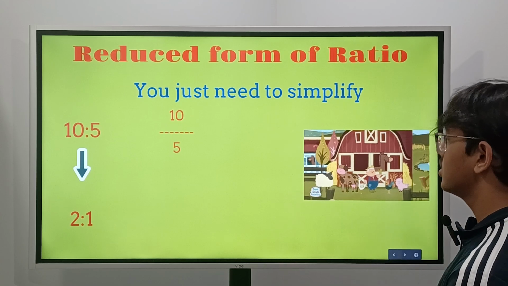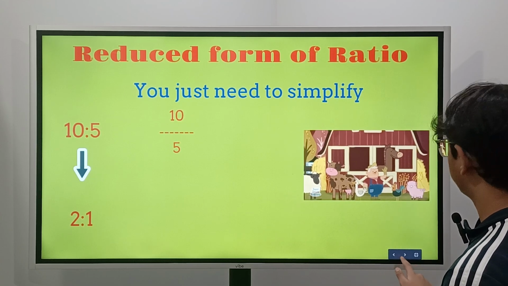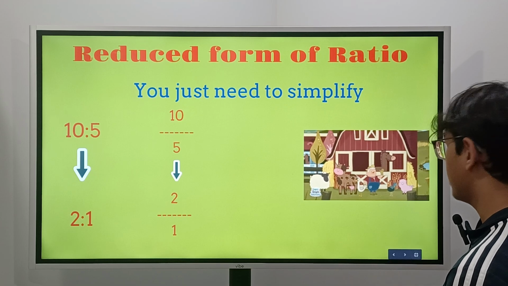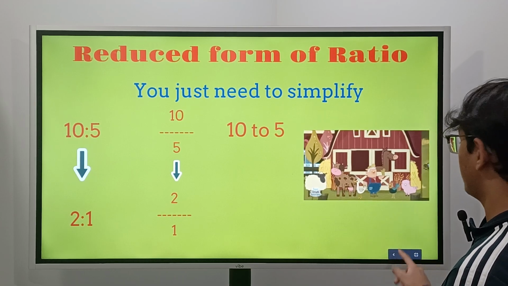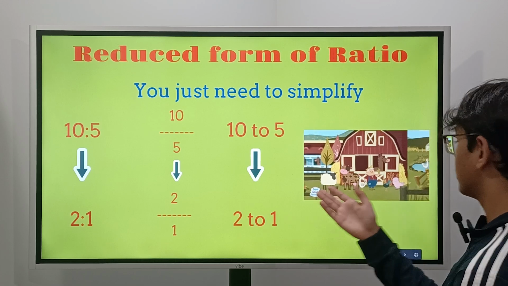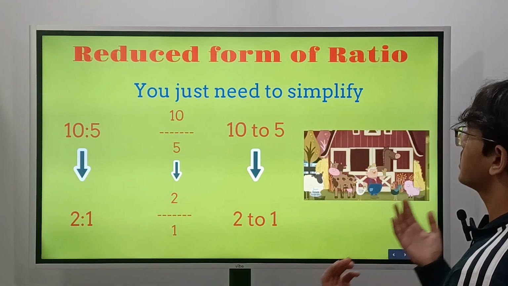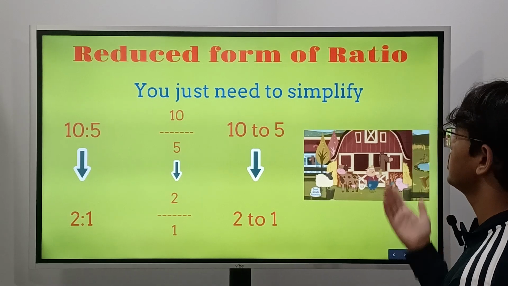Same thing with 10 over 5. We just divide both by 5, and we still get 2 over 1. And the same thing for 10 to 5. You just divide both of those by 5, and you still get 2 to 1. So that's basically what a reduced form of a ratio is, just simplifying.